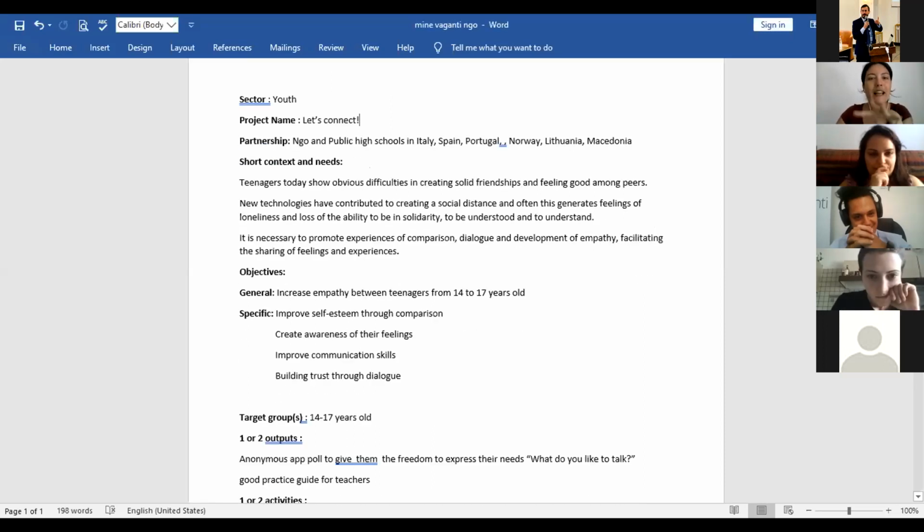And I chose Italy, Spain, Portugal because, although I didn't look for any statistics, I think that we have the same way to communicate. But I think that the real importance in this project is the difference. So I wanted to understand how teenagers in Norway, Lithuania, or Macedonia work. What are they feeling? What do they need to talk about? Do you understand my project? Maybe I can stop sharing or not. No, you can leave it there, please. Okay.